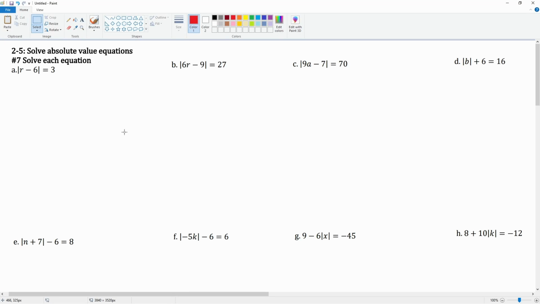2-5, you're going to solve the absolute value equation. Number 7, you're going to solve each equation. For this part, I'm going to cover the first four problems. Okay, let's take a look.